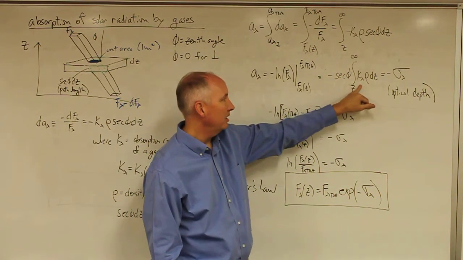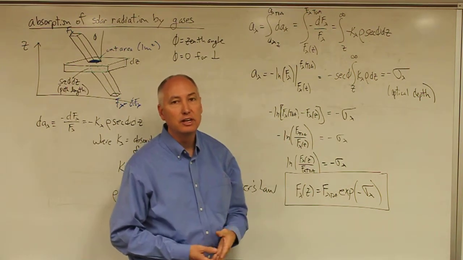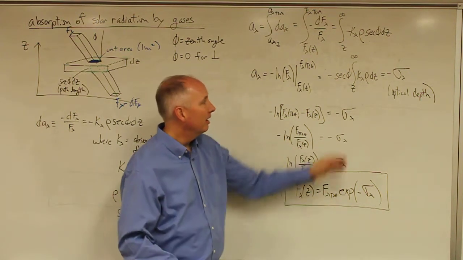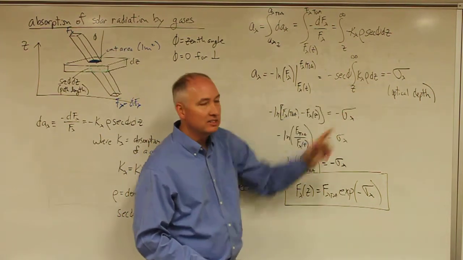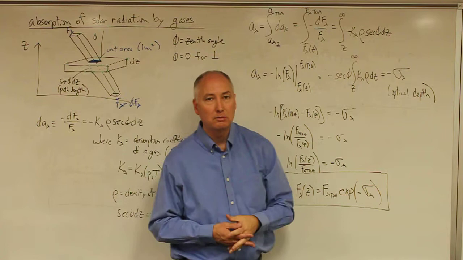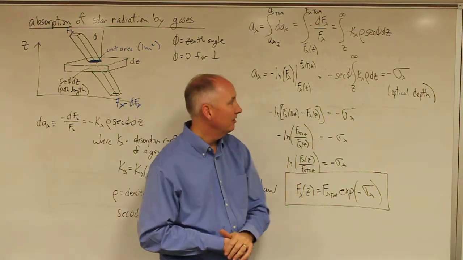But k, the absorption coefficient, and the density of the absorber are likely to vary significantly with height. The absorption coefficient because it's a function of temperature and pressure, and the density of the absorber just because we probably don't have a constant density of that absorber in the atmosphere.